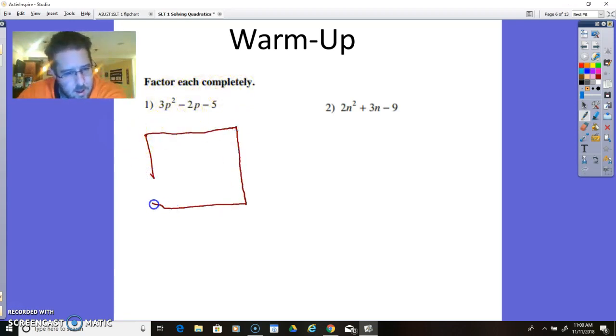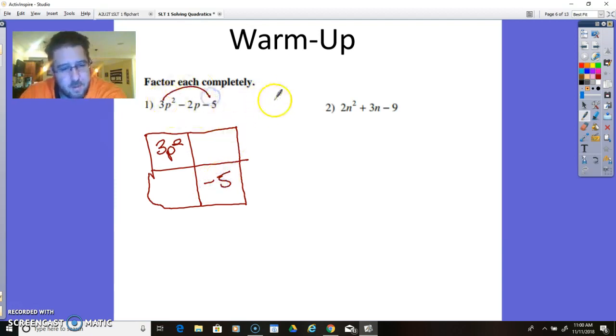Alright, so I'm going to use the box method to factor this. I'm going to put the first term in the upper left-hand box, last term in the bottom right-hand box. Now, 3 times negative 5 is negative 15. I'm looking for what are the factors of 15 that also equal negative 2. So it looks like it's this one, and it's got to be negative 5x. So I'm going to put negative 5x in this box and positive 3x in this box.